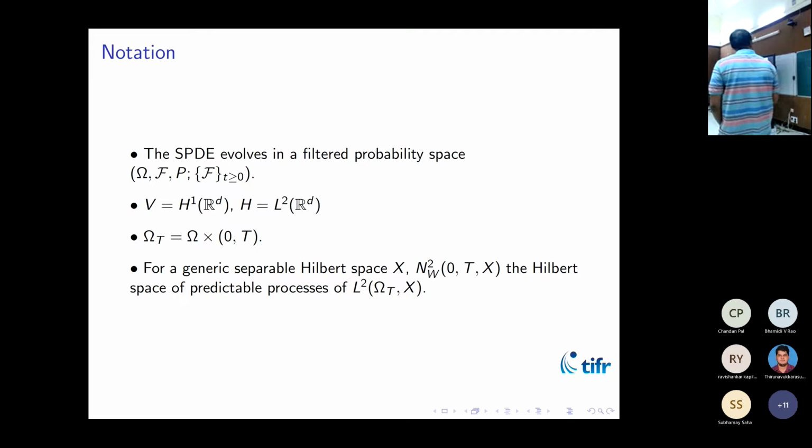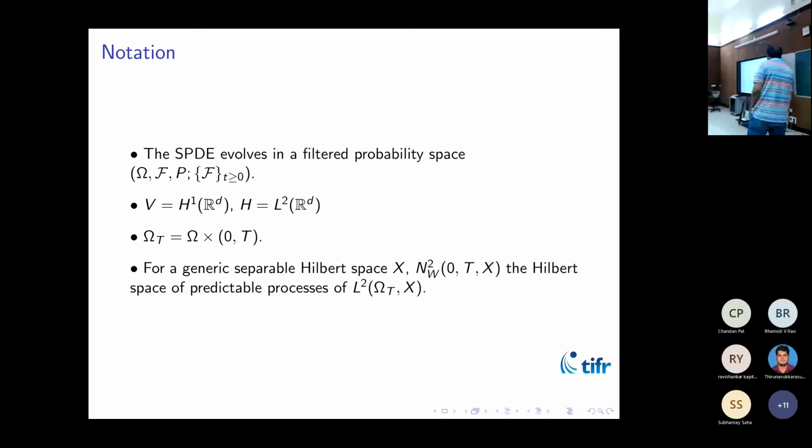So what is this notation here? First of all, this SPDE is all evolving, so you need a stochastic basis for that. So what is that? A stochastic basis is a filtered probability space that is satisfying the standard hypothesis and so on. Beyond that, we really don't say much about these things. Whatever calculations we are going to do, it's all going to be allowed in a space like this.